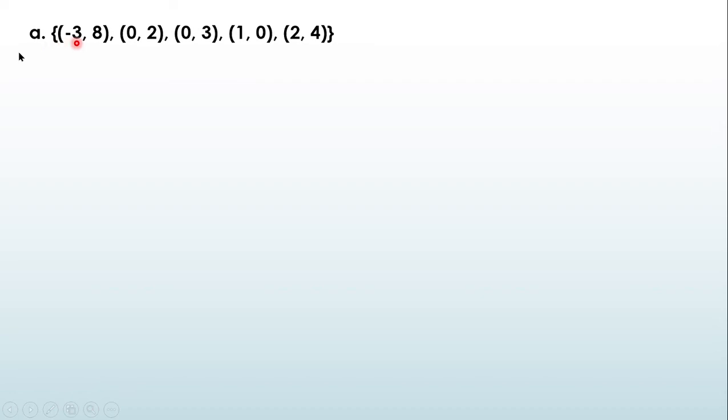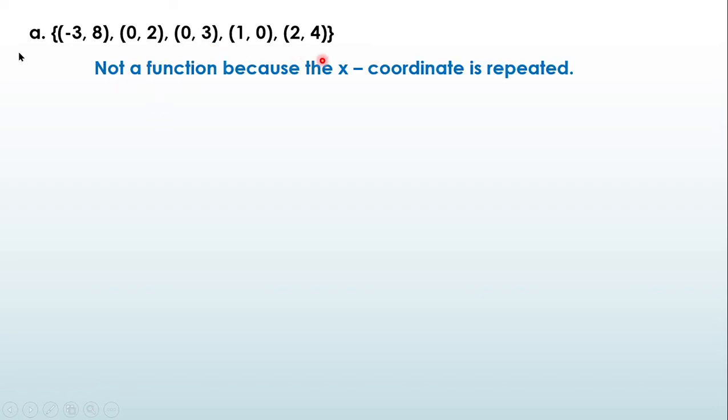So dito we have -3, 0, 0, 1, 2. So 0 is repeated. So meron tayong 0, then with range positive 2, 0 with a range of positive 3. So this is not a function because the x-coordinate is repeated.